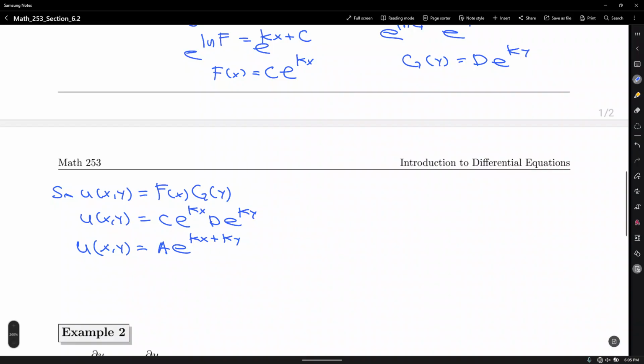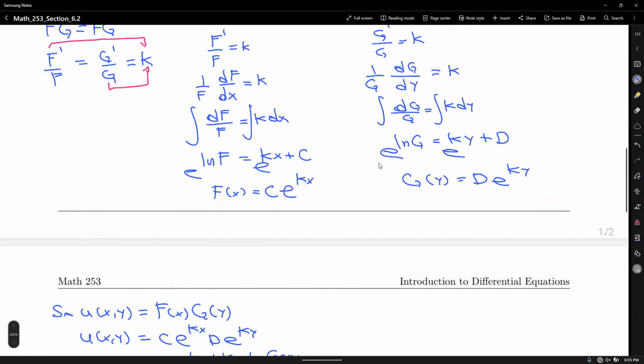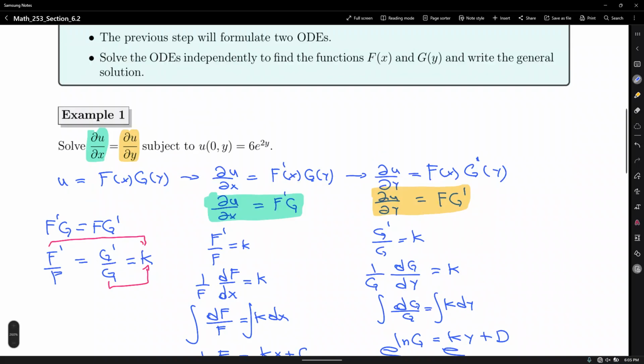However, this is the general solution. Let's find the particular solution. That's the fun part, right? That's the most interesting part. All right, what do we have for the general solution? You don't need to flip pages. Let me show you. So we have the condition u(0, y) equals 6e^(2y). This is going to help us do two things: find a and the constant k.